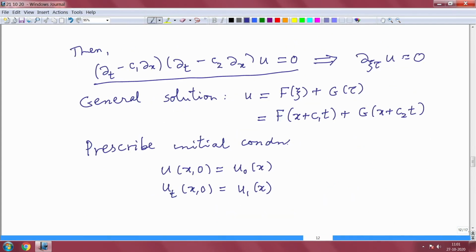This equation is called an equation with simple characteristics. We are assuming C1 is different from C2, so there are two real and distinct characteristics here. This is called simple characteristics.